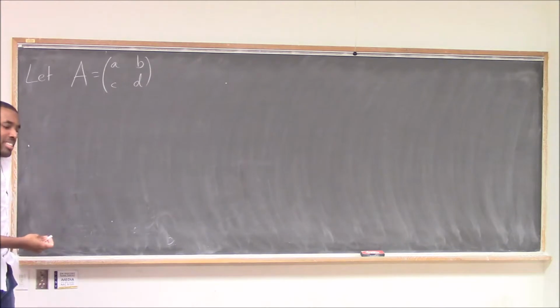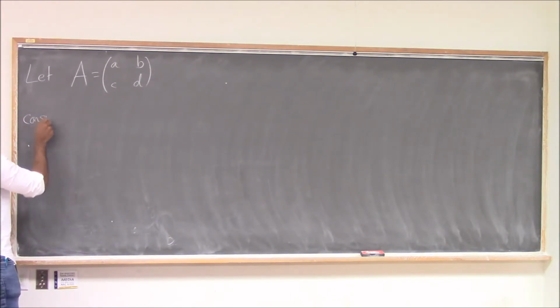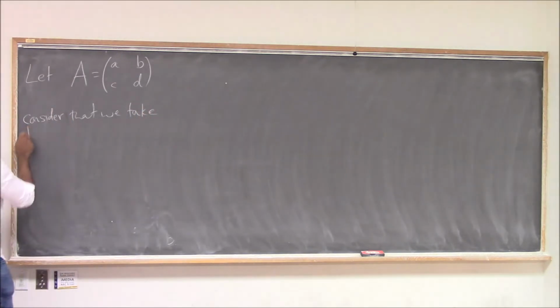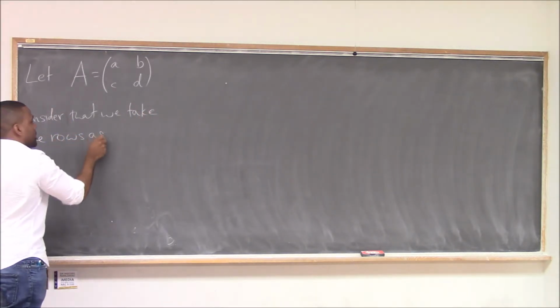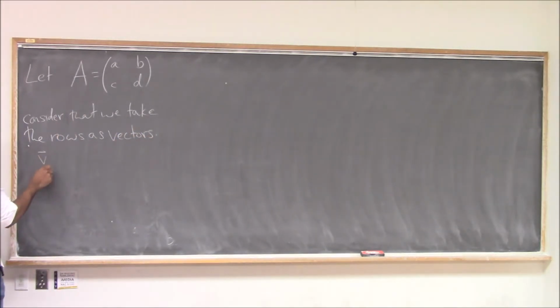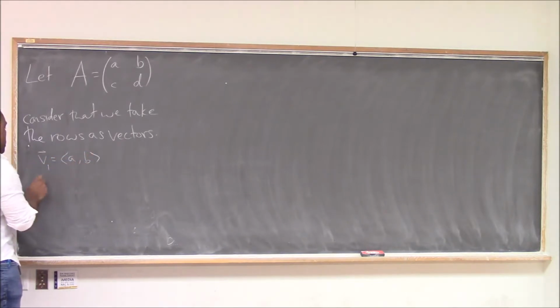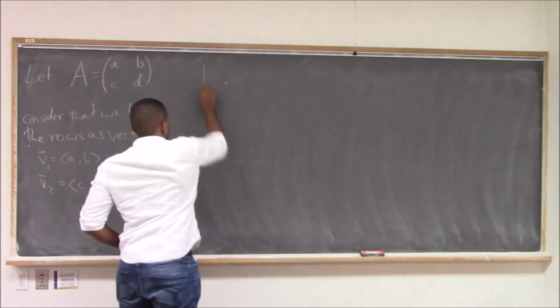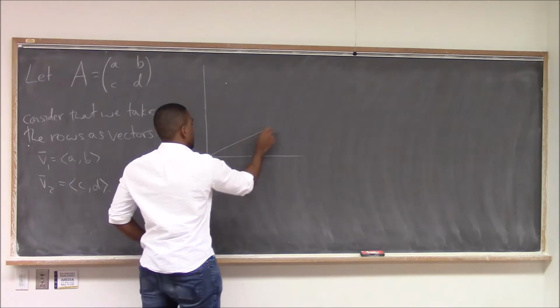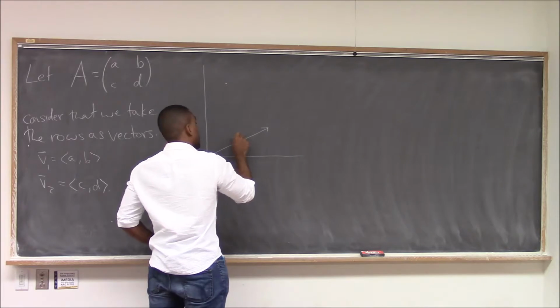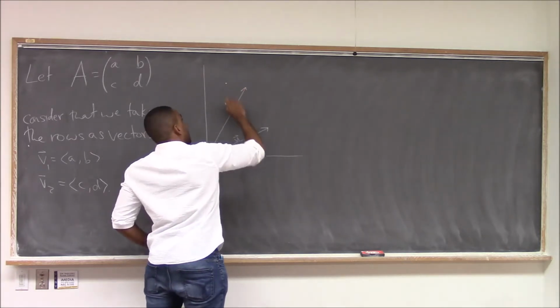Okay, let this be a matrix and consider that we take those as vectors, just an interesting experiment. So I'm going to take one vector to be AB, another vector to be CD, and I plot those in the xy plane. Let's say AB is here. This is the vector AB, which is V1, and this here is V2.